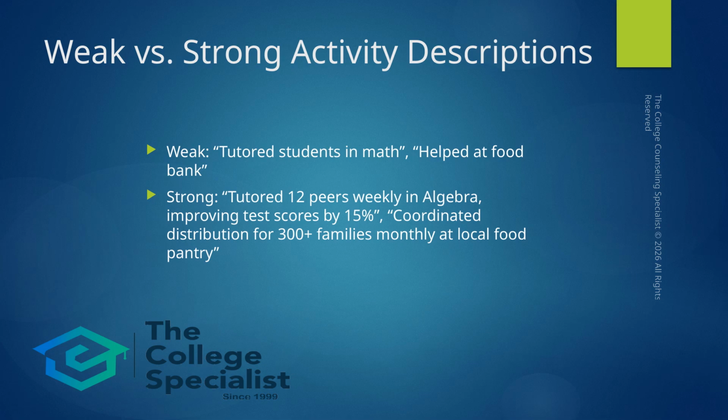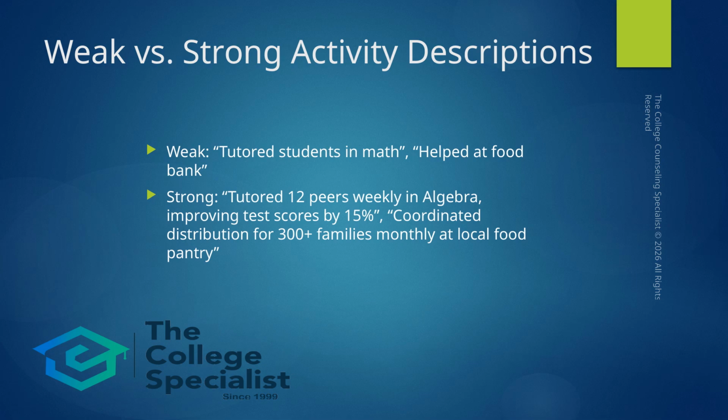Weak descriptions tend to be vague, generic, and task-focused. They simply state what you did, not why it mattered. For example, "tutored students in math" tells an admissions officer almost nothing about your role, commitment, or results. Strong descriptions, on the other hand, highlight leadership, scale, and measurable outcomes. "Tutored 12 peers weekly in algebra, improving test scores by 15%" immediately communicates initiative and impact.